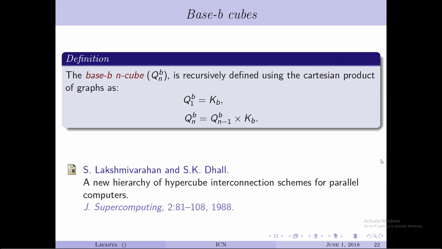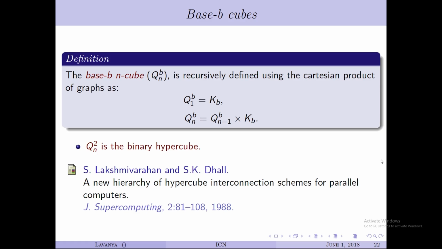So I start with a complete graph on B vertices. If you look at the binary cube, I started with a K2, and we can construct it as a Cartesian product of K2. So people thought, why only K2, I will take a K3 or K4, a complete graph on 4 vertices, and let me expand it in higher orders. When B is equal to 2, we get our binary hypercube, otherwise it is a higher order hypercube. This is one kind of generalization.